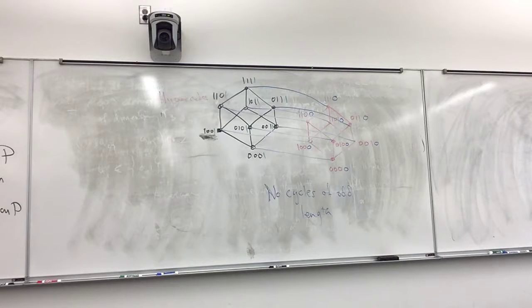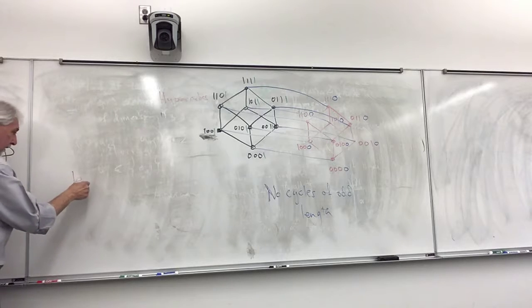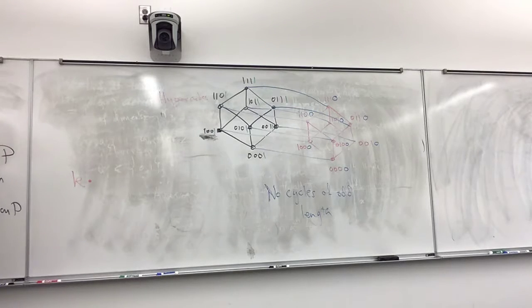Okay, so the three-dimensional cube is regular of degree 3. The four-dimensional cube is regular of degree 4. The five-dimensional cube is regular of degree 5. So the k-dimensional cube would be regular of degree k. And how many vertices would be in the k-dimensional cube?